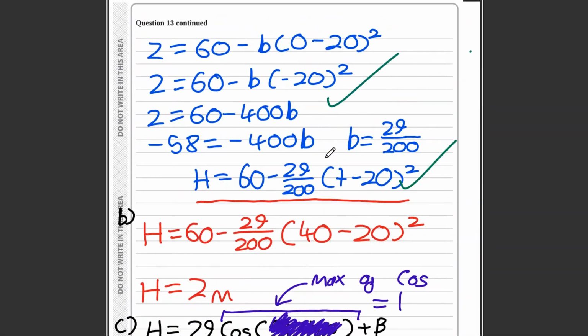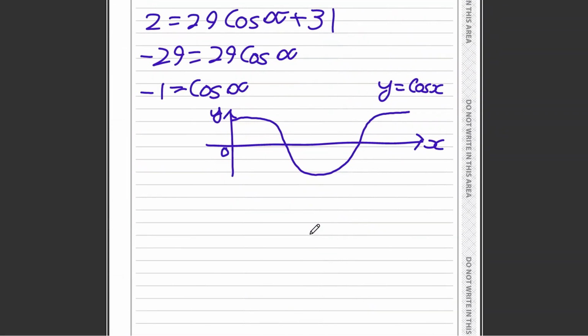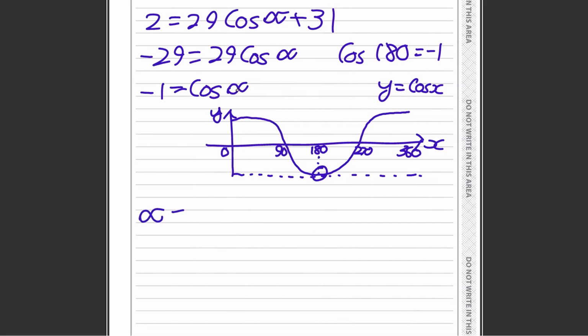So we're told that alpha is in the interval of 0 and 360 degrees. So let's consider it in this interval. So this here is 0, this here is 90, this here is 180, this here is 270, and this here is 360. If minus 1 is here, there is one value in this interval for when cos x is equal to minus 1, and this is at 180. So cos of 180 is equal to minus 1, so therefore here alpha is equal to 180 degrees.